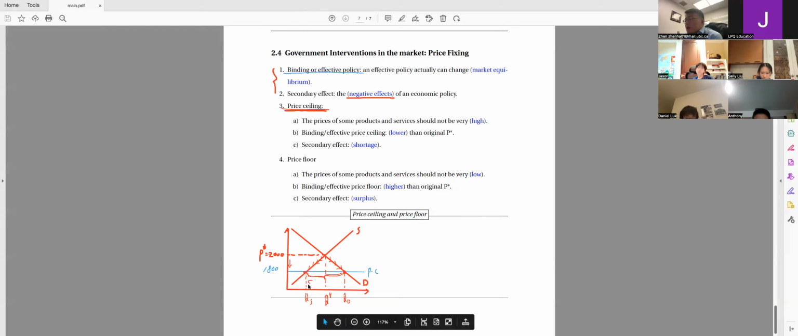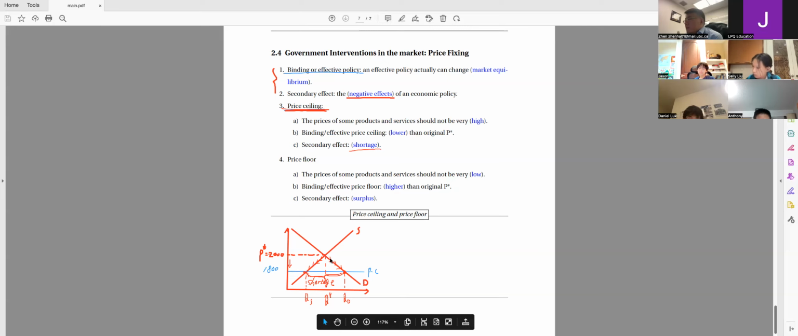So this one is called a shortage, because the demand is greater than the supply. We don't have enough apartments for every renter. The number of renters is greater than the number of apartments available for rent. So this is called a shortage, and this is a negative side of this policy.